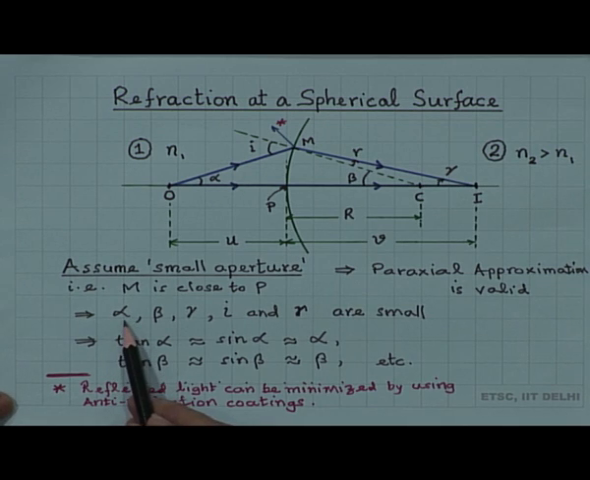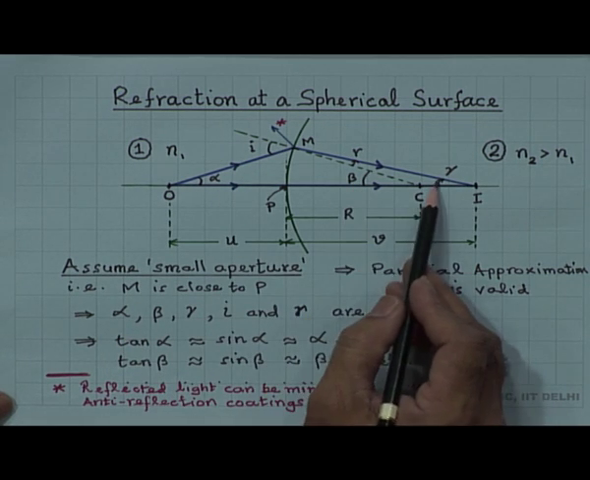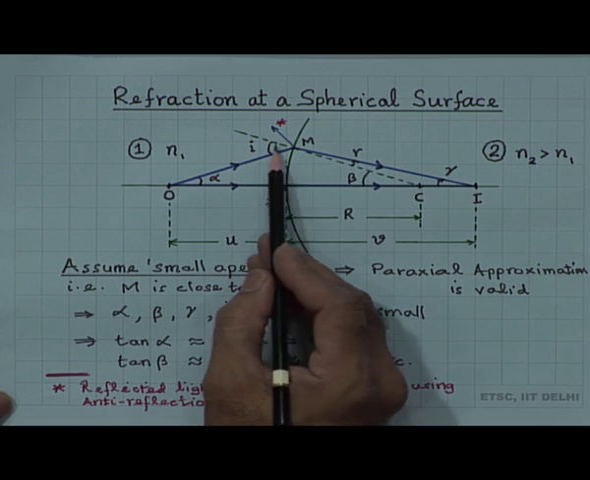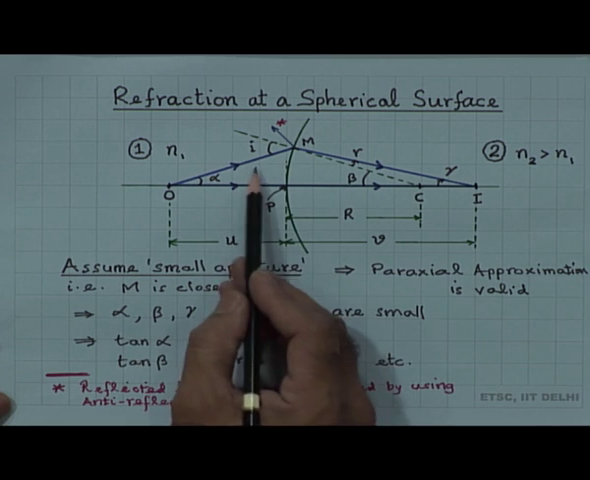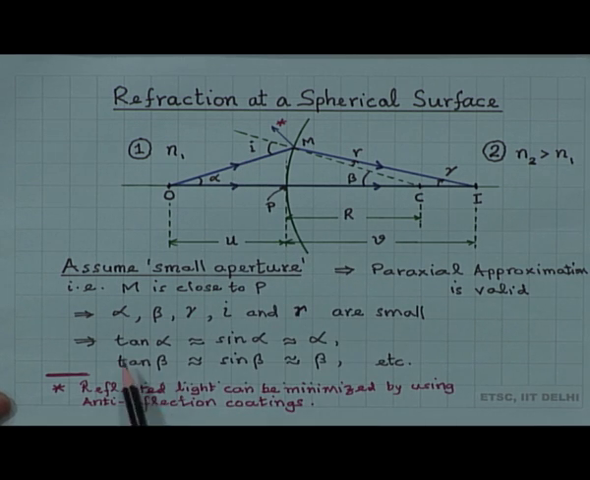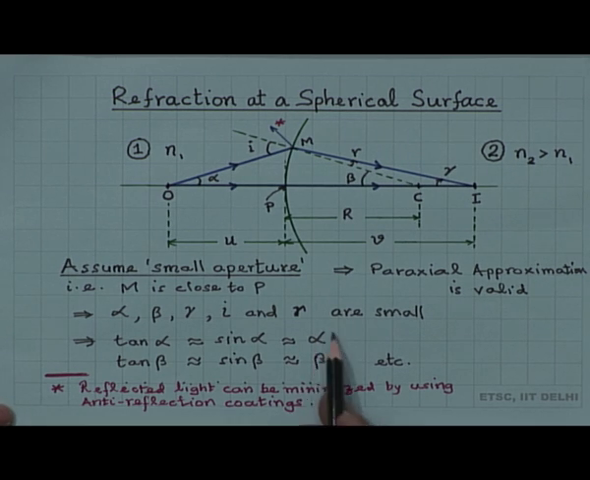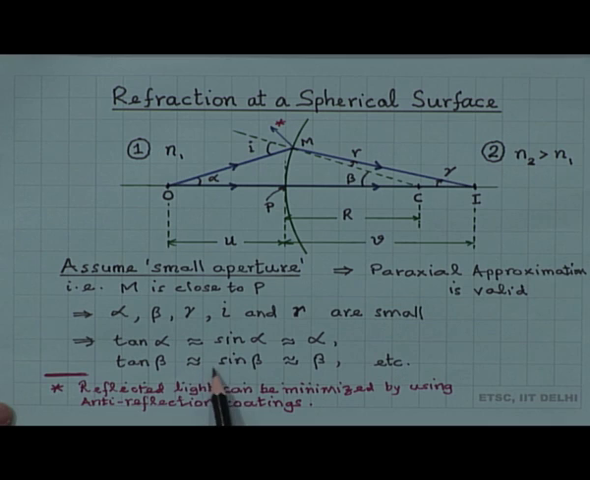That means the angles alpha, beta and gamma, and all the angles i and r, are small, because if this point comes here, then the normal will be like this and i will be very small. And then we have the approximation tan alpha is nearly equal to sin alpha, which is nearly equal to alpha, when alpha is very small. Of course, alpha is in radians. tan beta is nearly equal to sin beta, which is nearly equal to beta, etc. So, these things are valid.